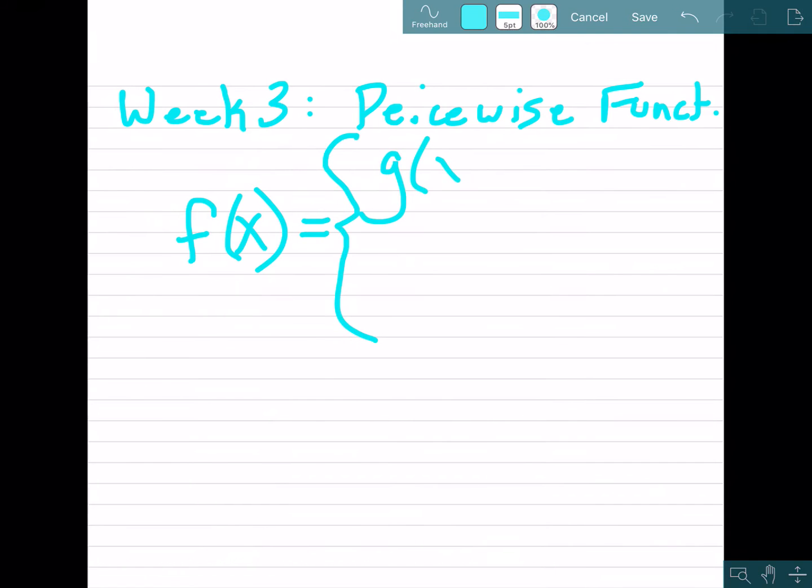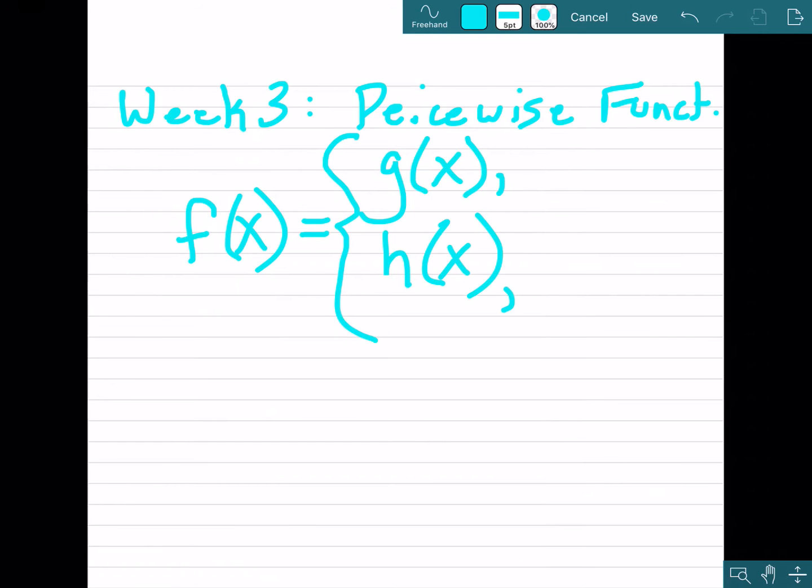It's going to be g of x, and then maybe h of x. Now here I've broken it down into 2 components, but it can be 3, 4, 5, however many components you need to define your f of x function. Next to each of these, we're going to put a comma, and what we have to do is define the interval on which we're going to refer to the function g of x, and an interval which will refer to the function h of x.